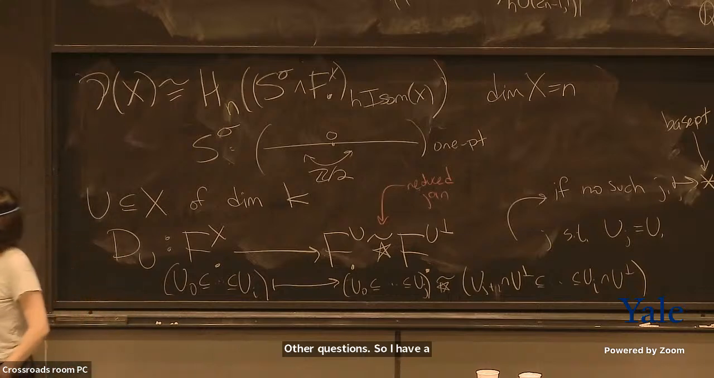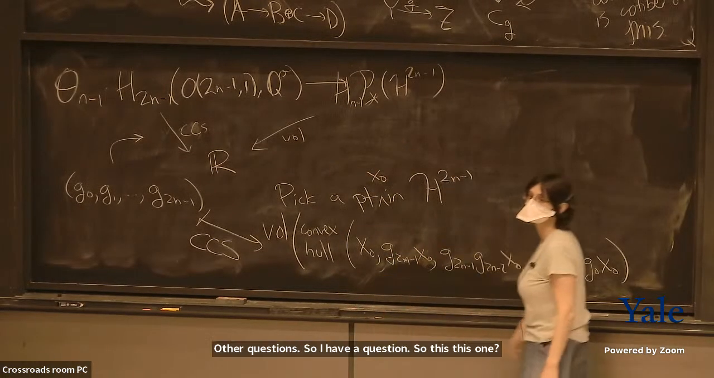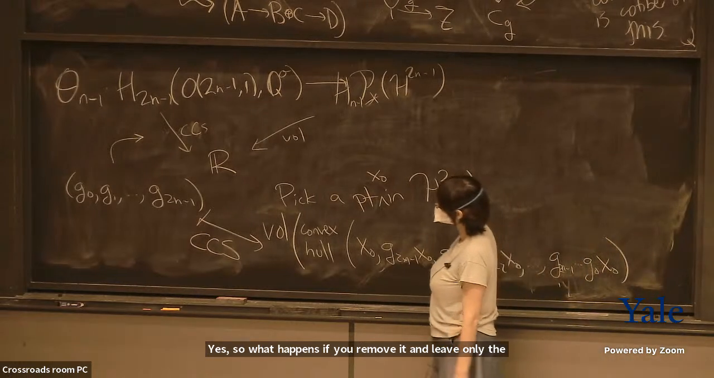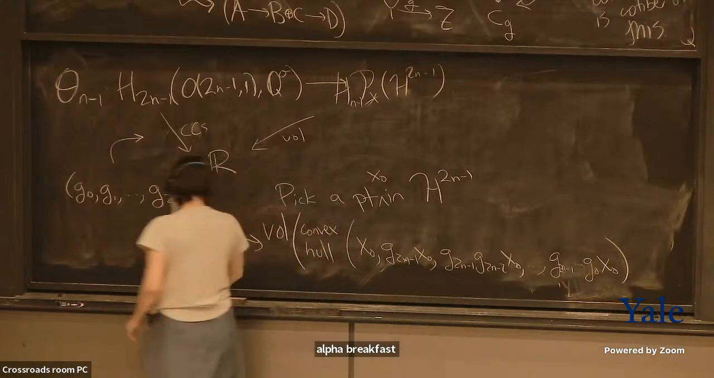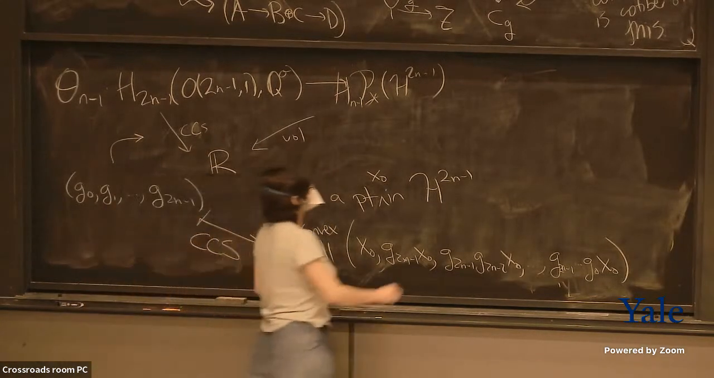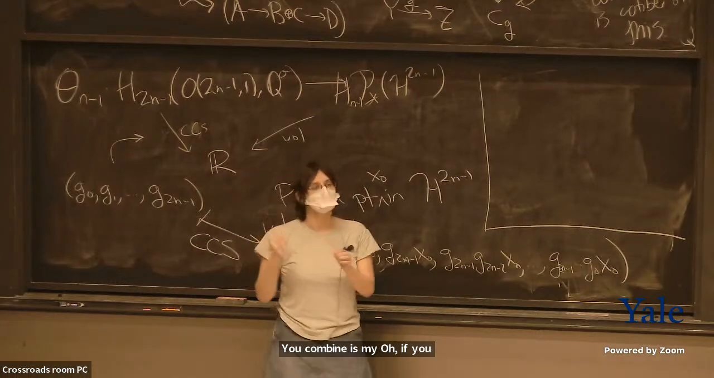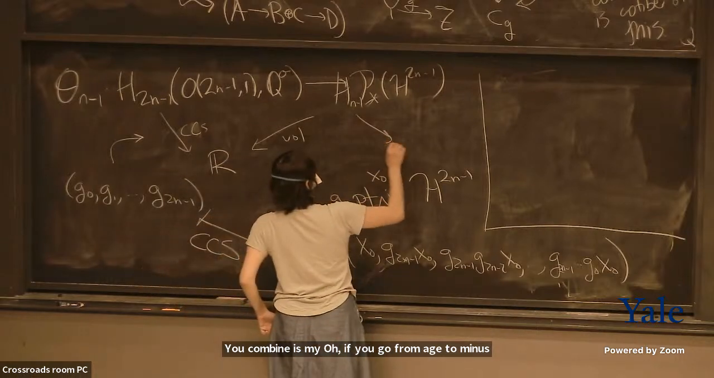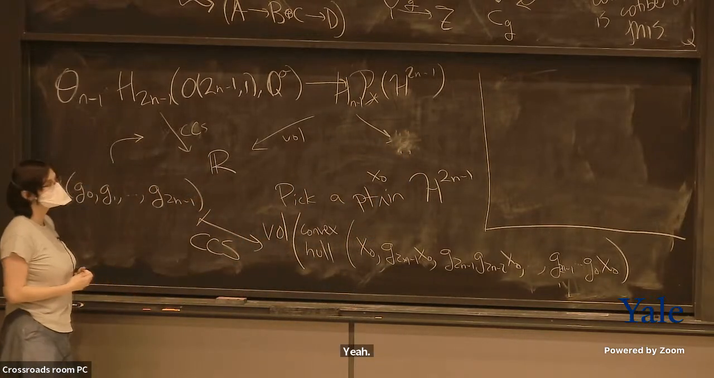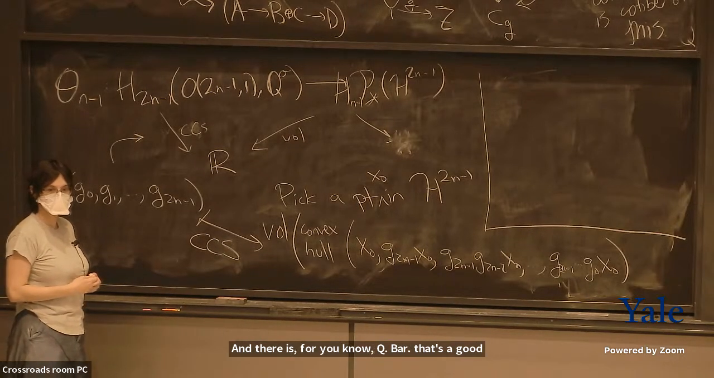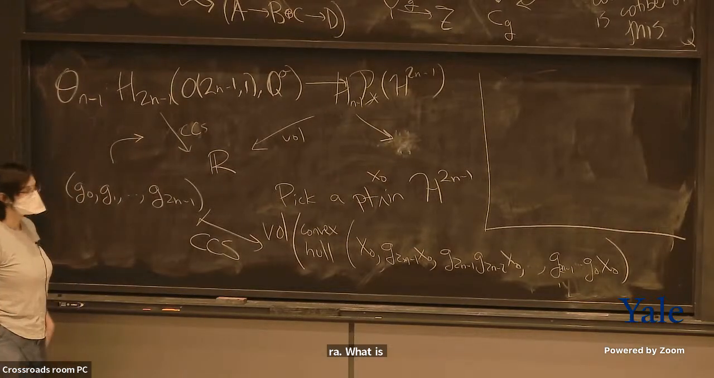So I have a question. This geometric object is the same in this conjecture and in your theorem, right? Yes. So what happens if you remove it and leave only the algebraic object? You will get a diagram between the homology of O and the homology of GL. What kind of statement would you get? Can you prove it? I'm not 100% certain that I understand the question. Well, you combine these maps, compose the map, so you have a map from H to N minus one. And there is one for Q bar. Huh, that's a good question. So then you are completely in the algebraic world. Can you describe it independently? I have absolutely no idea.